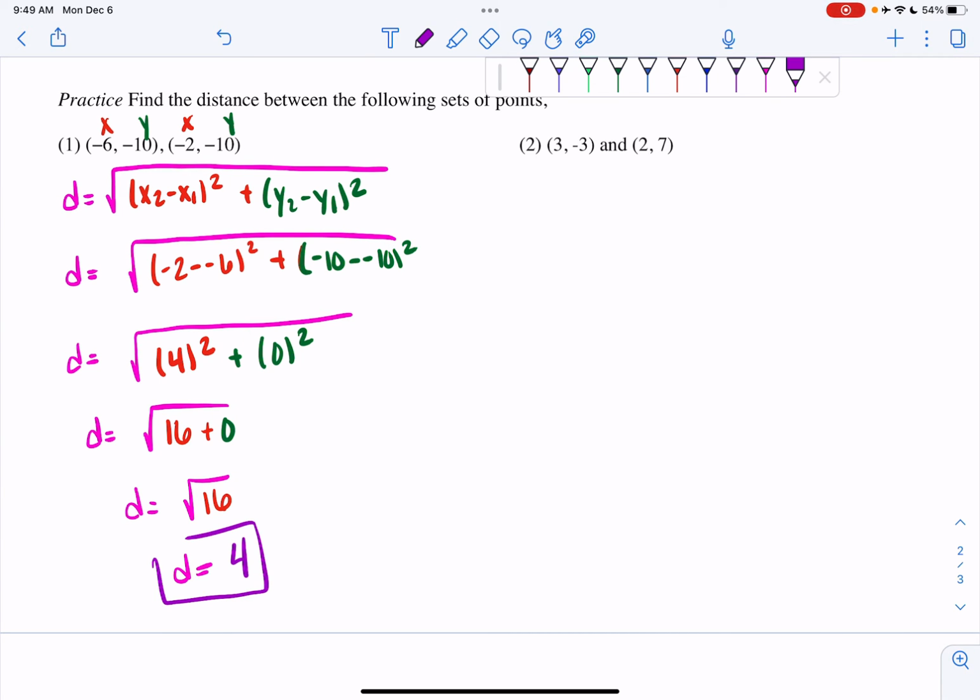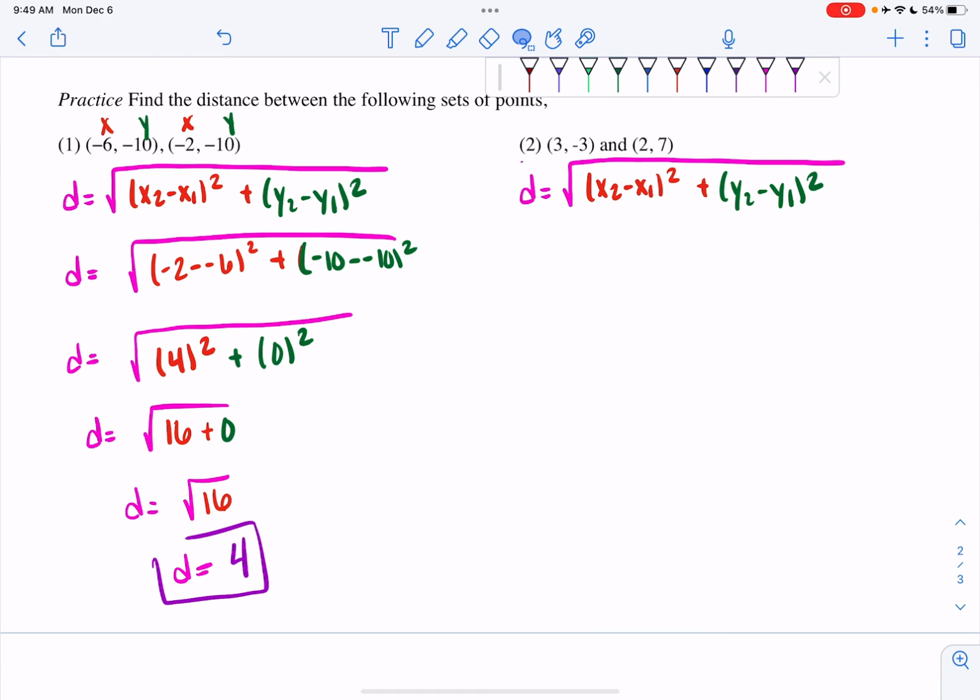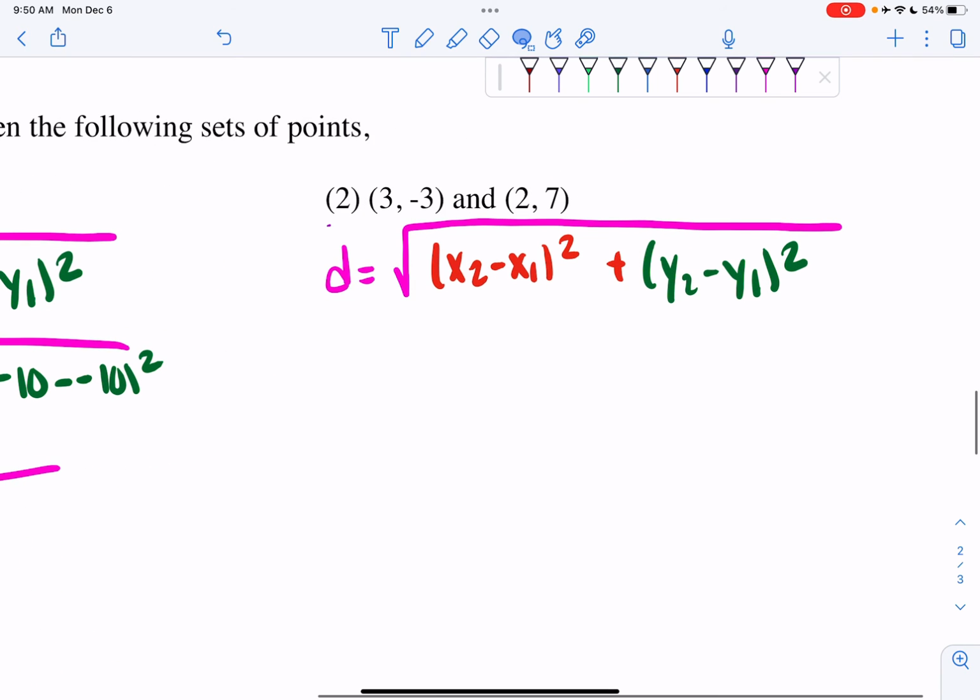Now, for some of these questions, you will have to write it to the nearest tenth, where you simply type it into your calculator and you might get a decimal. And then for some of them, you're going to have to do it in simplest radical form. Let's look at our next example. We have distance is equal to the square root of x2 minus x1 squared plus y2 minus y1 squared. The first thing I'm going to do is label my x coordinates. So I have my 3 and my 2, and then I'm going to label my y, so -3 and 7.